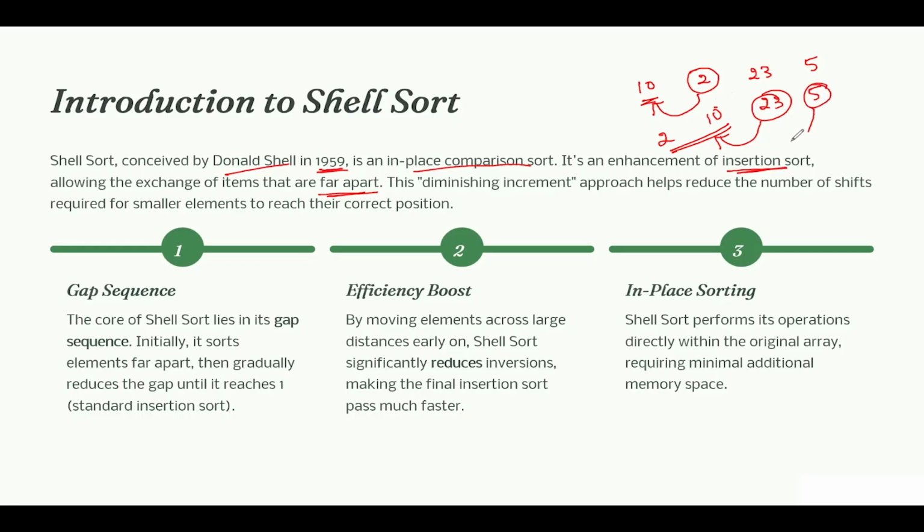Next, I will take 5. I'm going to compare 5 with 23. It is smaller, hence I'm going to swap 23 and 5. Next, I will compare 5 with 10, and I see that yes, 5 is smaller than 10, so I'm going to shift. 23 will be shifted to this place, 10 will be shifted to this place, and I will make place for 5, and I'm going to place 5 here.